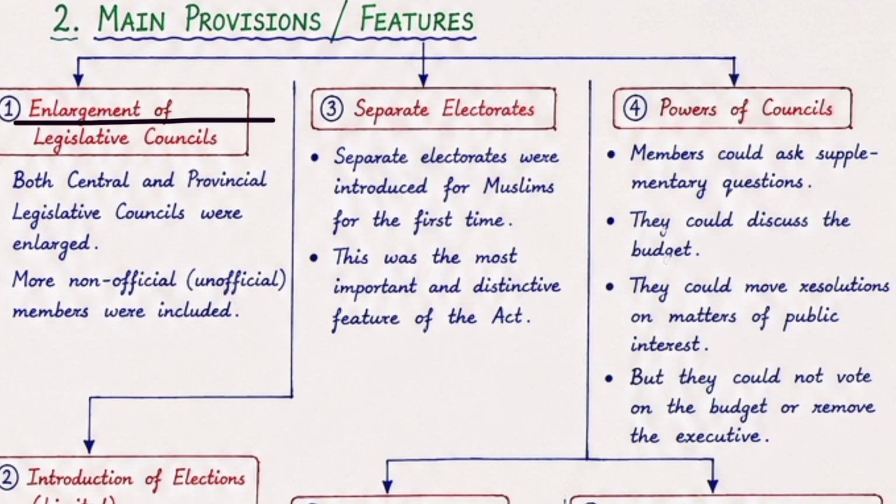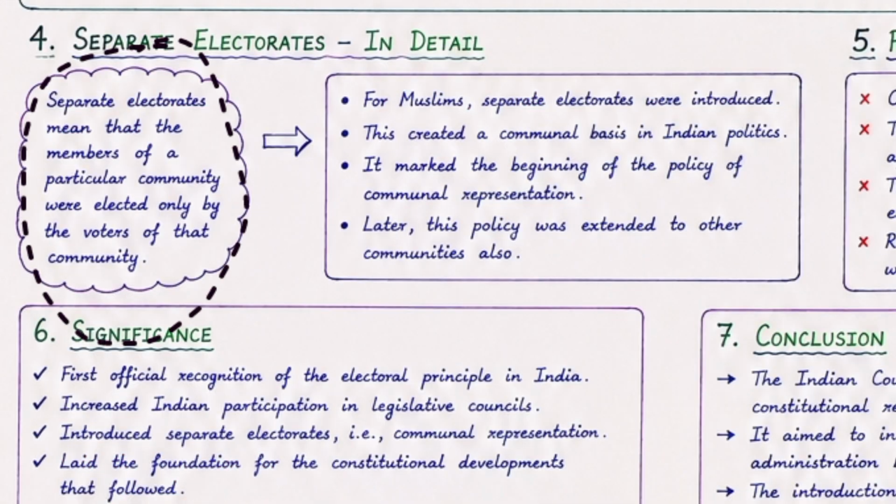So the first point is enlargement of Legislative Council. Both central and provincial Legislative Councils were enlarged. More non-official members were included. And the next point is separate electorate, which was introduced for Muslims for the first time. It means that the members of a particular community were elected only by the voters of that community.